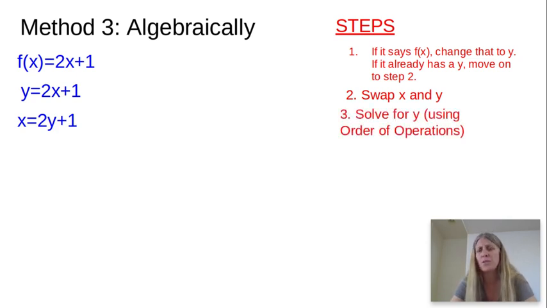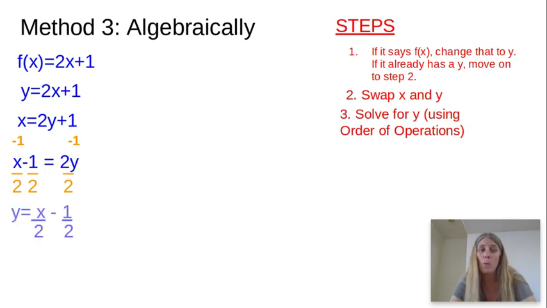Our third step is we're going to solve for y using the order of operations, making sure that you're doing the same thing to both sides. We're going to start by subtracting 1 from both sides. That's going to give us x minus 1 is equal to 2y. We're then going to divide everything on both sides by 2. This is going to let us isolate our y, and we'll switch the sides so our y is first. So y is equal to x divided by 2 minus 1/2.